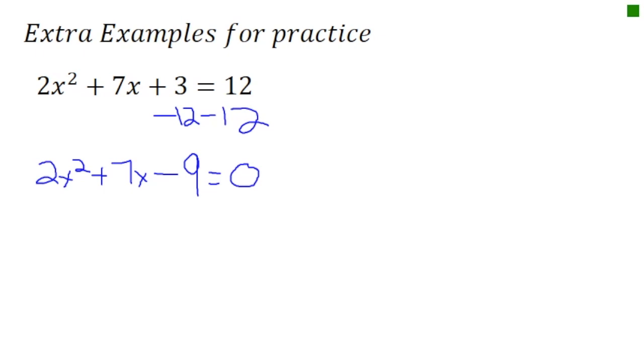Okay, so once you've worked it all out, your final answer should be negative 9/2 and 1. Yes, you can get fractions as answers, okay? Leave it as a fraction, don't change it to decimals.